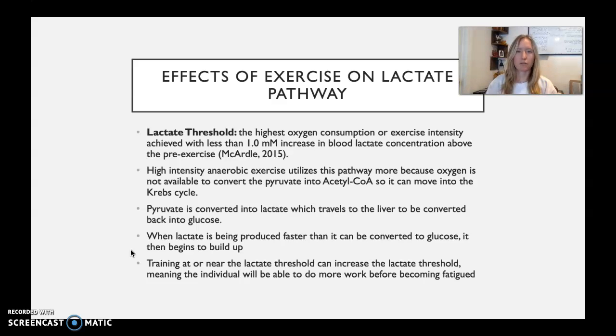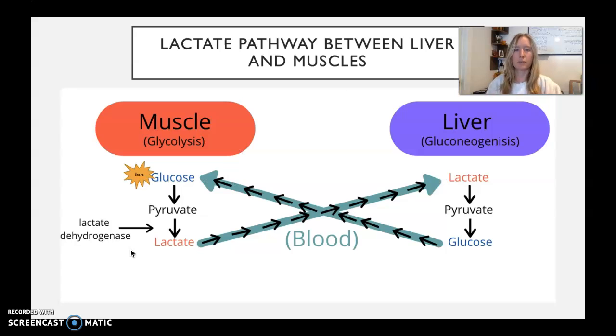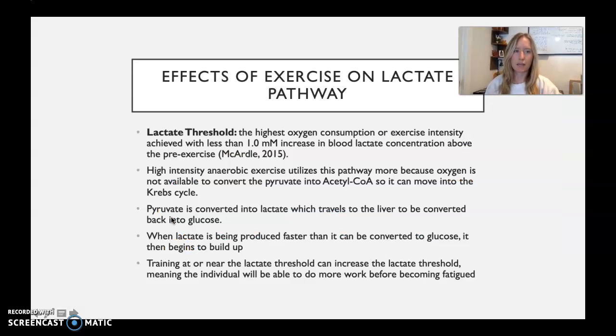High intensity aerobic activities and anaerobic exercises use this pathway more, and this is because if we're in an aerobic state, we have the oxygen needed to take the pyruvate and turn it into acetyl-CoA. In anaerobic conditions, we don't have that oxygen, so it has to be turned into the lactate, which we can see in this picture. So glucose to pyruvate, if there's no oxygen, it has to be turned to lactate because we don't have any way to go into the Krebs cycle.